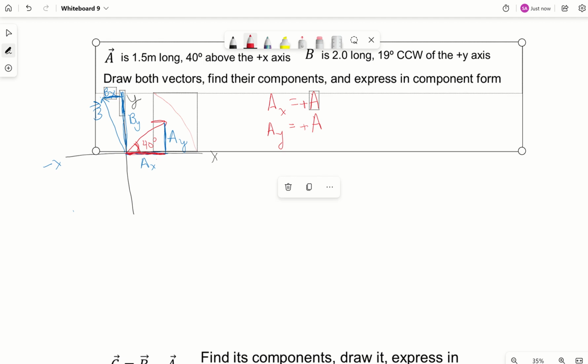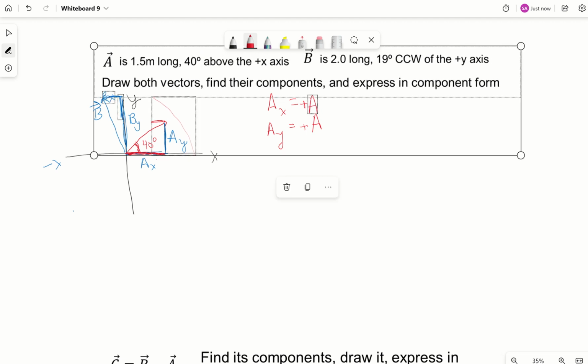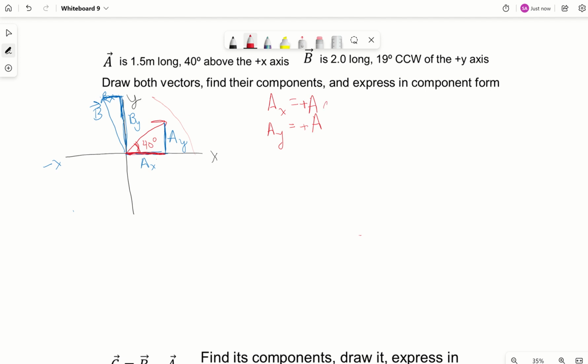So it's going to be A cosine of 40. And so I'm going to put in A is 1.5 cosine of 40. Throw that in your calculator. Make sure your calculator is in degrees, not radians. And if it is, you get 1.149 meters. Now, it's not the right number of significant figures, but I never round off until I get to my final answer. So I'm going to leave it with lots of significant figures right now.